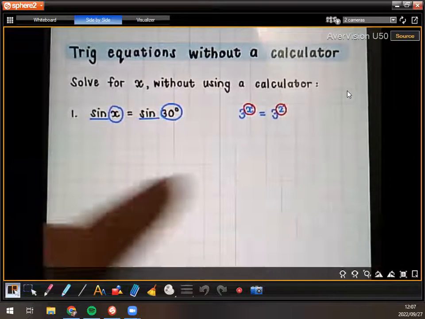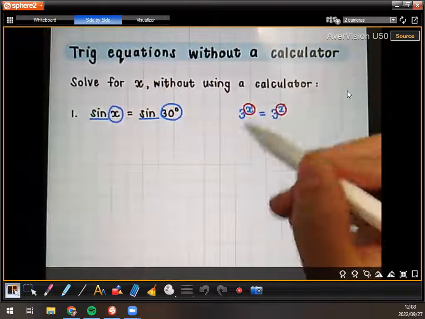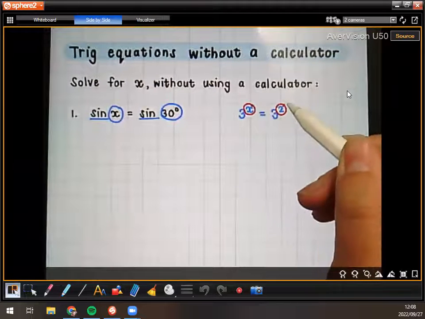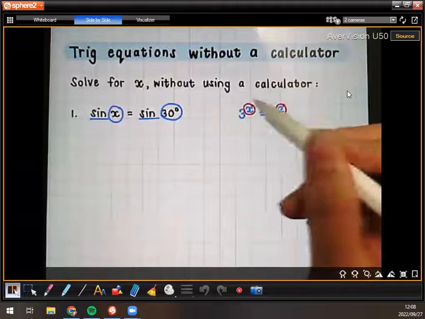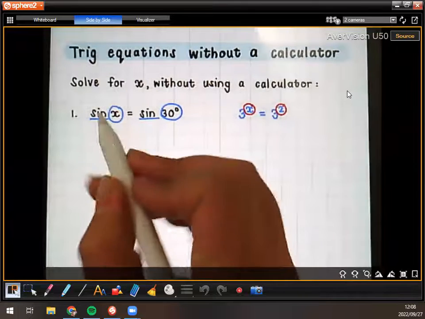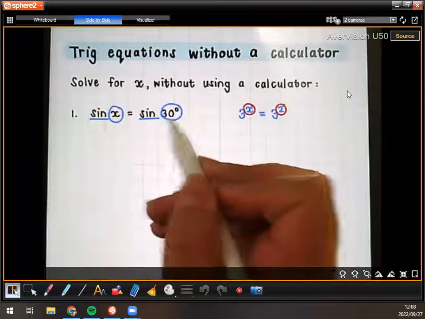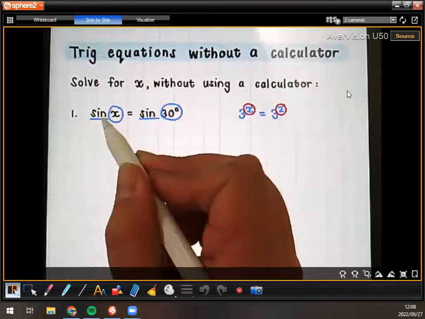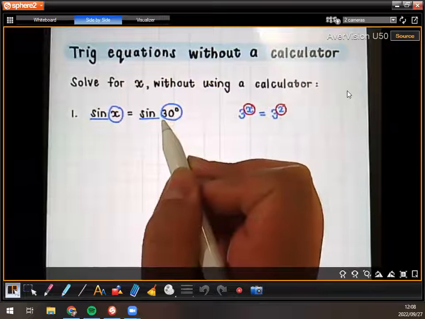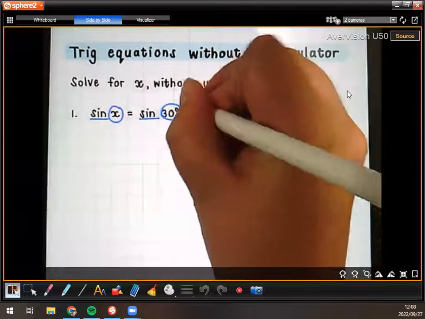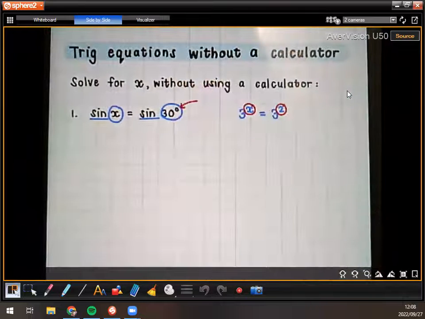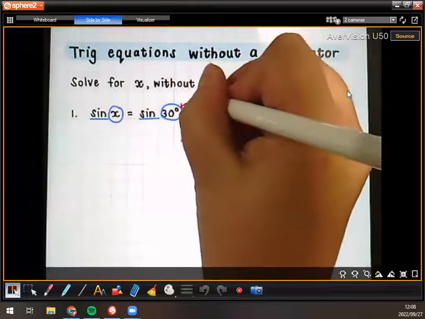Does that make sense? It's the same situation here. The only way for 3 to the x to be equal to 3 to the 2 is if x is equal to 2. So again, the only way for sine x to be equal to sine 30 is if x is 30 degrees. But now, because it's a trig equation, it's a bit more complicated. We have to do our whole plus 360 and so on.